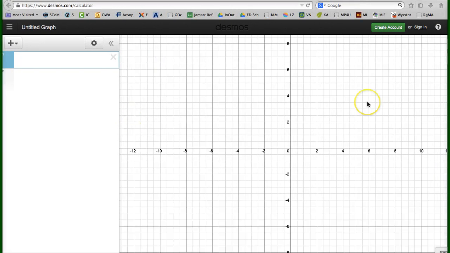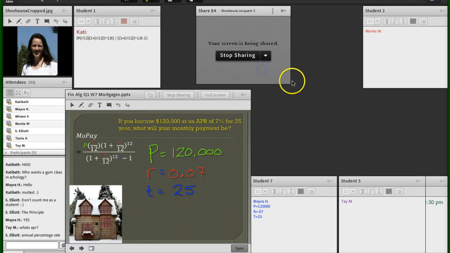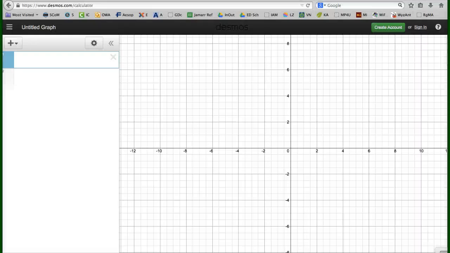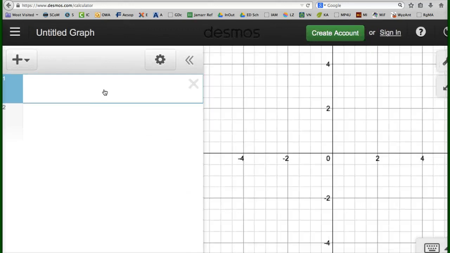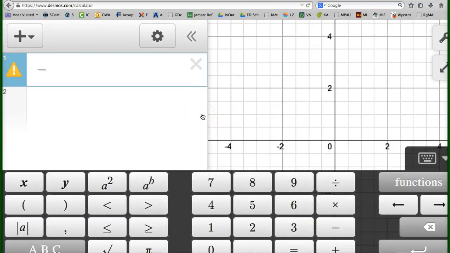Oh, yeah? So now I need to come back to Adobe Connect and make your screen big. I have a really teeny tiny screen, huh? Let's make that bigger. All right. So let's come in here. Let's make this bigger so you can see. Oh, make it a little bit smaller. Oh, that wasn't it.